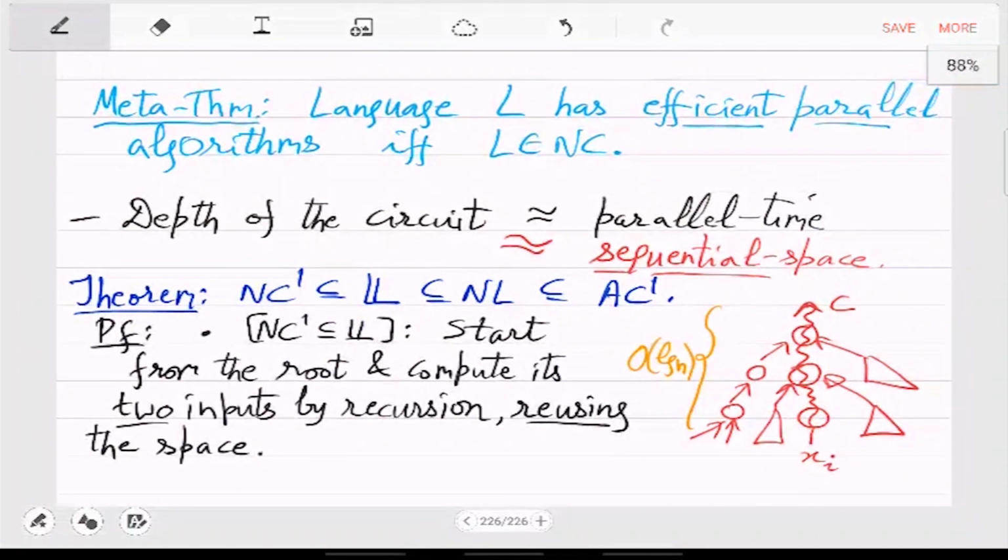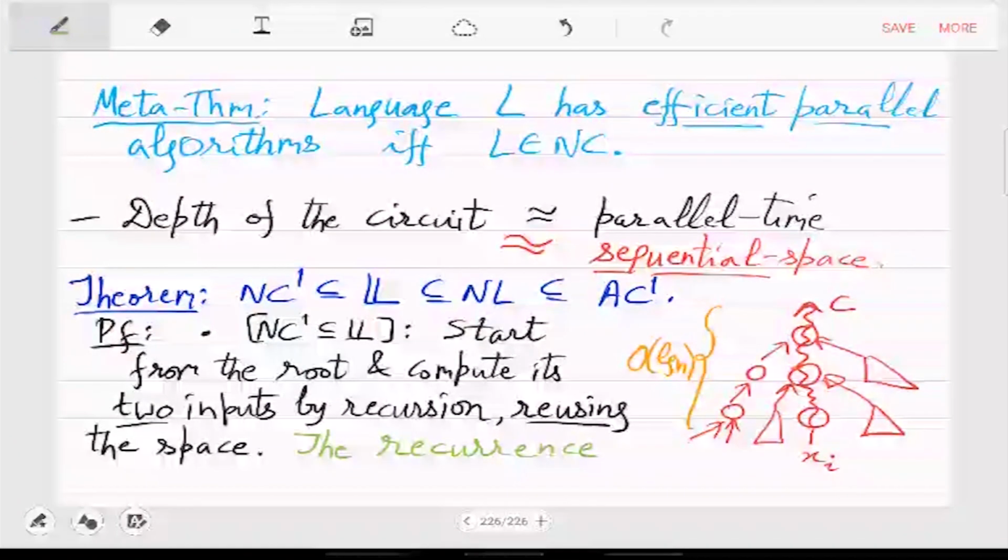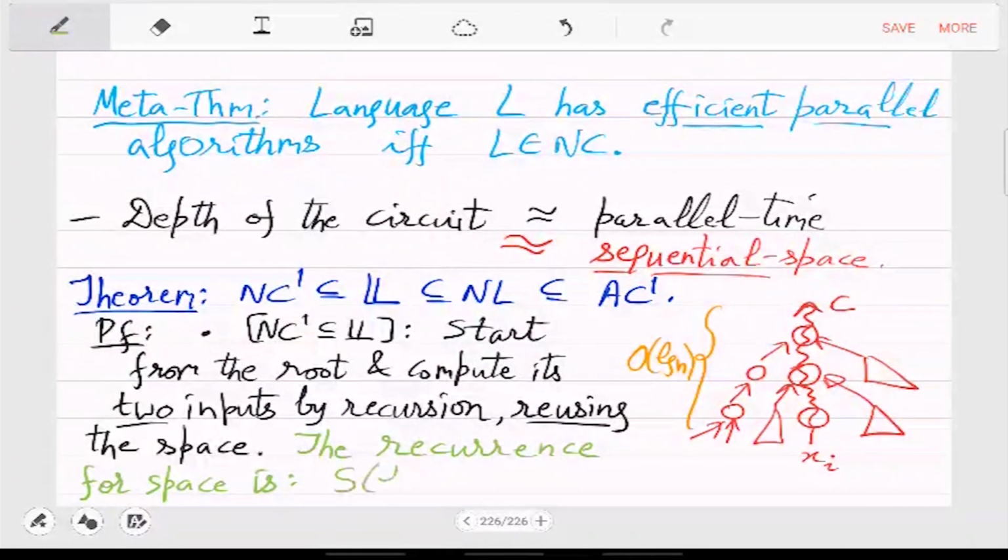So the recurrence for this procedure, if you start at the root, it has 2 inputs, compute those recursively, reusing the space. So the recurrence for space becomes S of L is less than or equal to S of L minus 1 plus a constant.